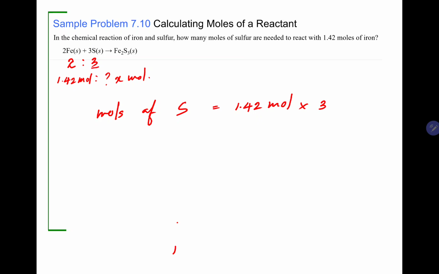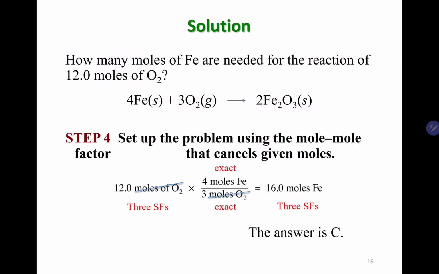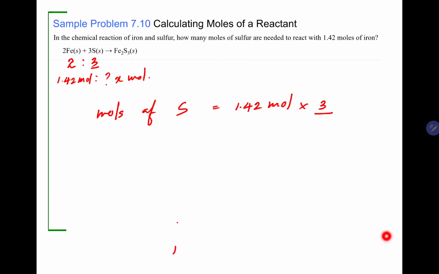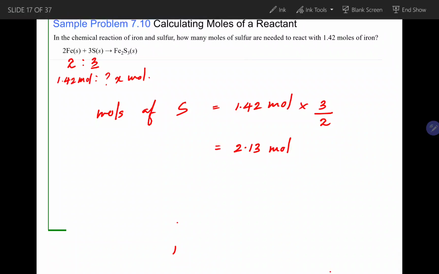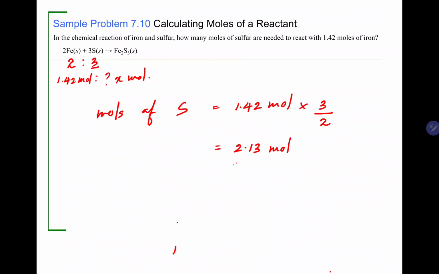The number responsible for sulfur should be on top, and the number responsible for what we already know should be at the bottom. If you do the calculation correctly, your answer will be 2.13 moles of sulfur. That is the answer, that is how much sulfur you need.